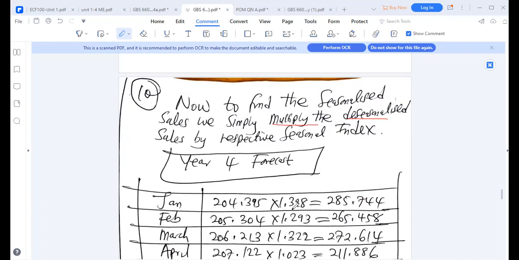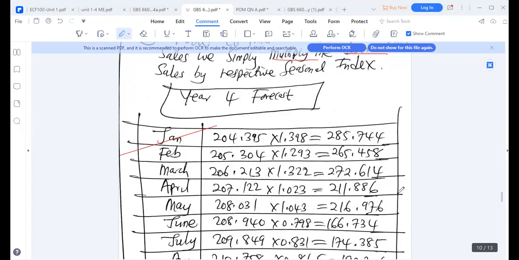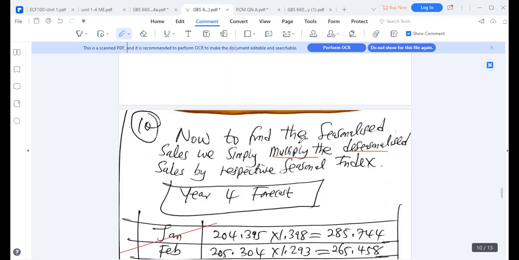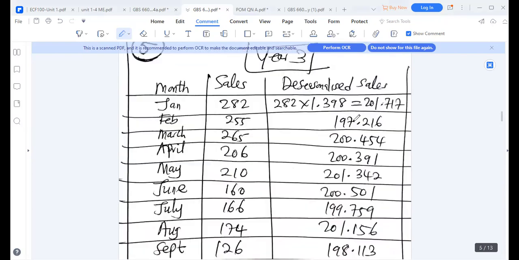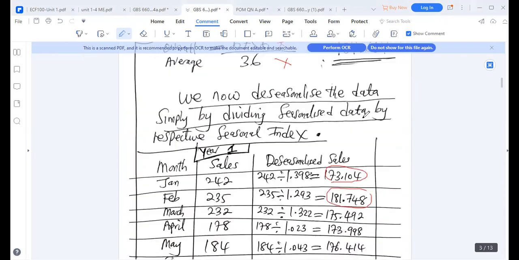We're multiplying this one by the respective seasonal index. These are the seasonal indexes for each of the months from January to December, and they are coming from these ones here.